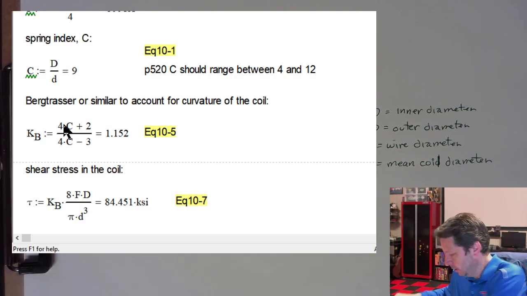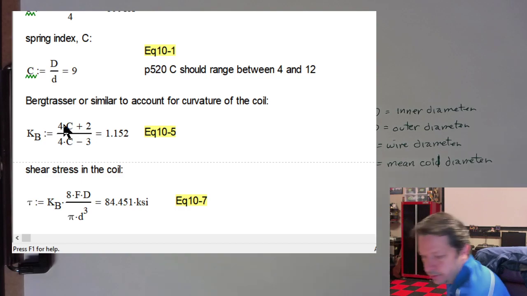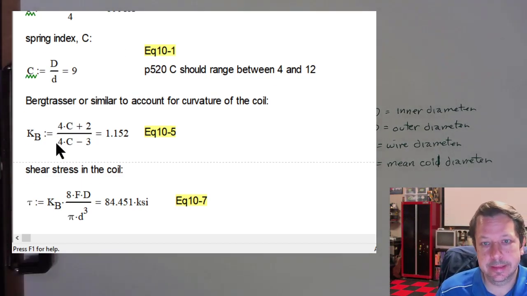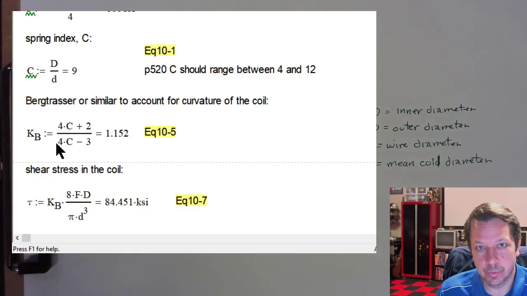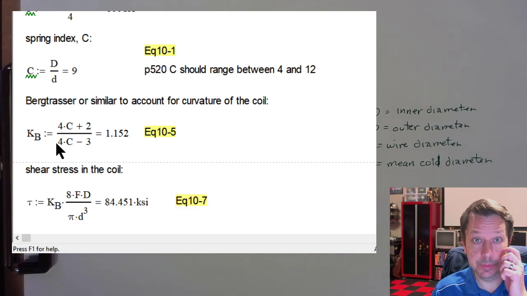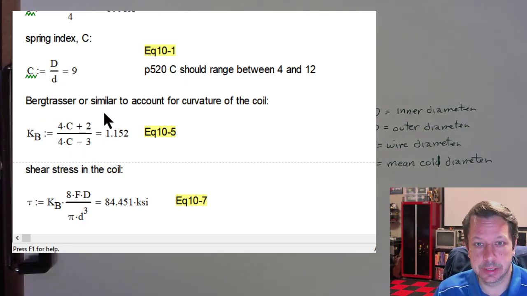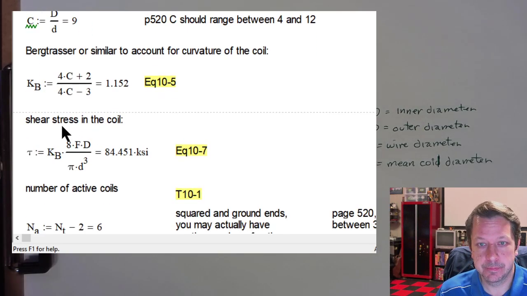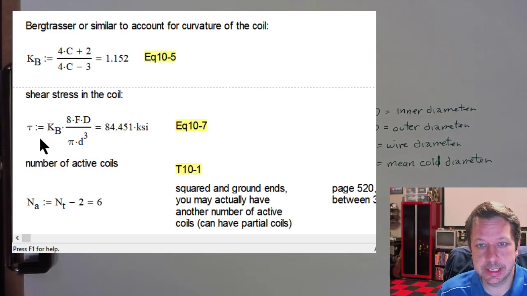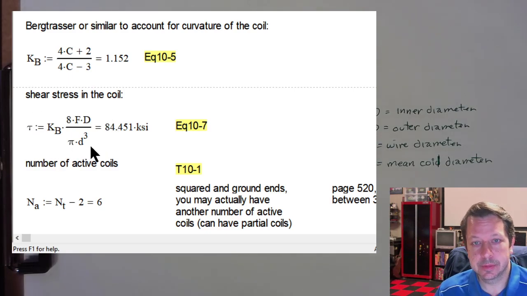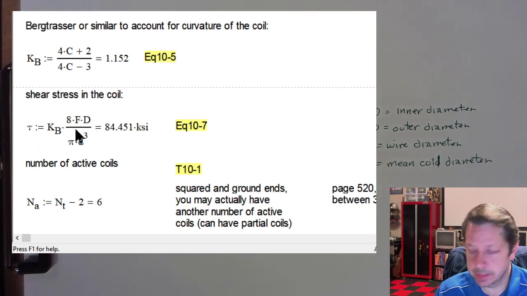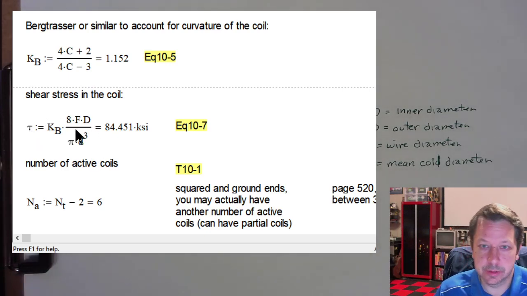All right. So that's what Bergstrasser is doing for us. It is taking into account the curvature of the wire being wound into a helix that is multiplying the amount of stress that's experienced by the wire. Here, this is equation 10.7. So this is the shear stress in the coil. So here they've combined the direct shear and the torsional shear.